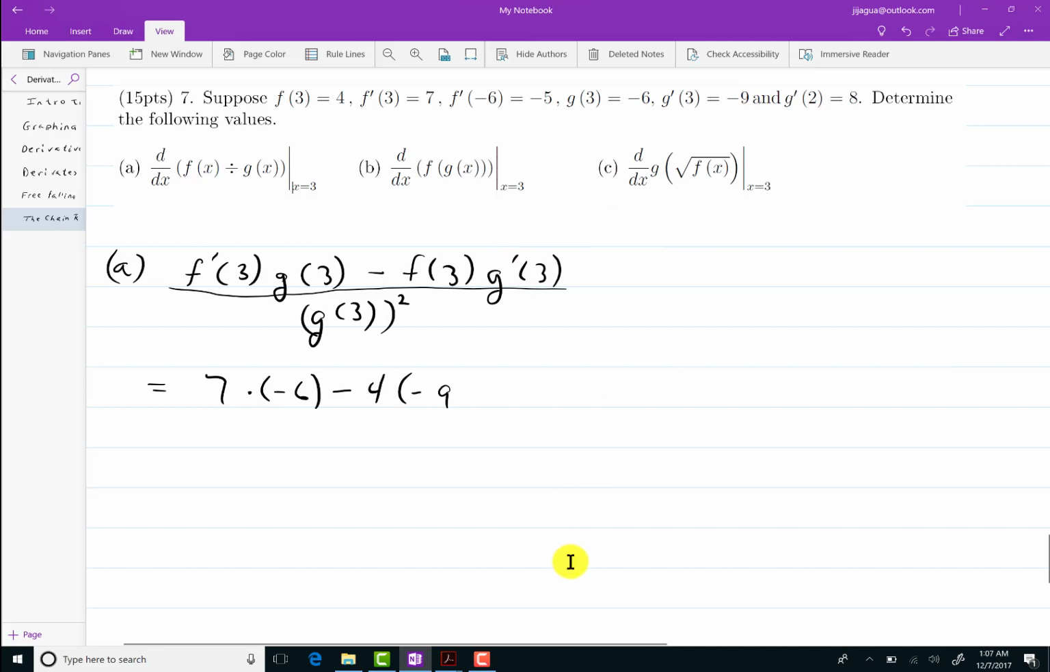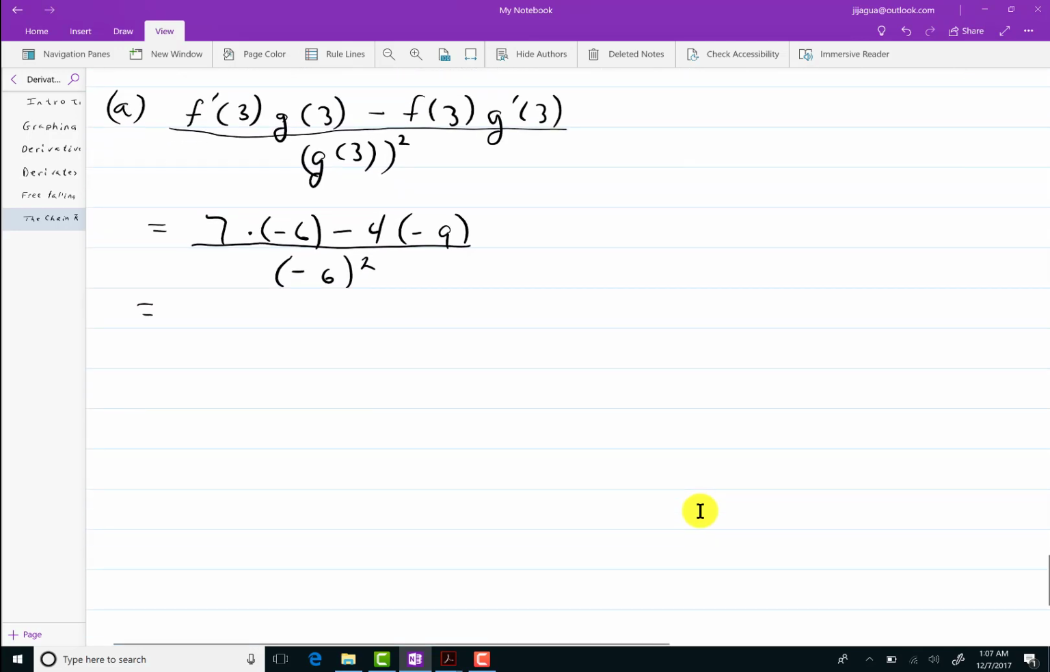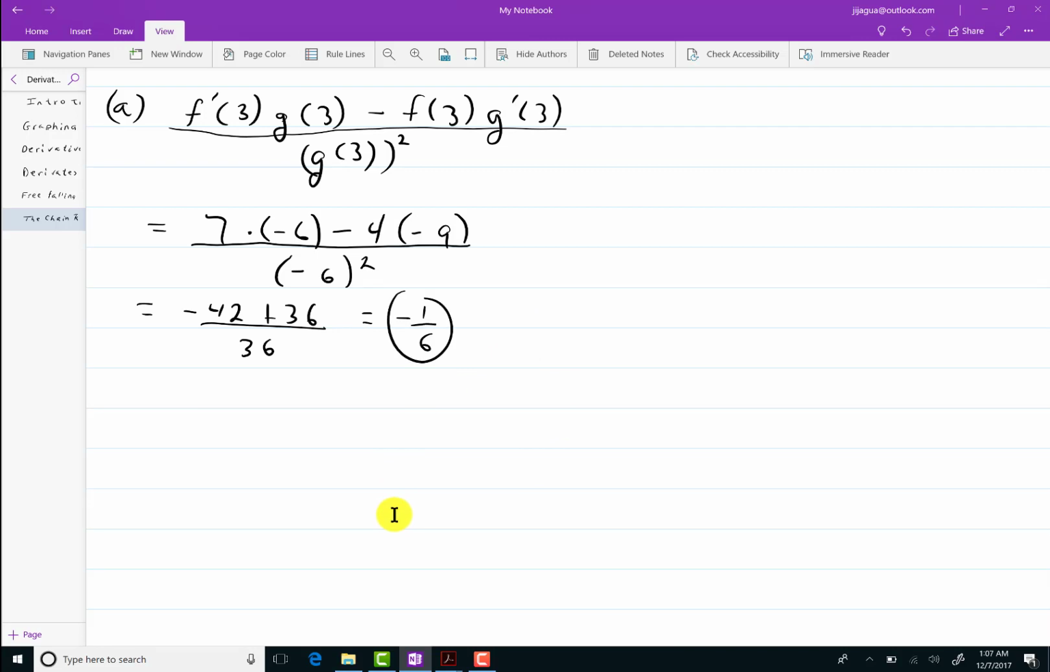G of 3 was negative 6, that's right. Divided by negative 6 squared. And so that equals negative 42 plus 36 over 36. So it looks like negative 1/6. Negative 6 over 36 is negative 1/6.